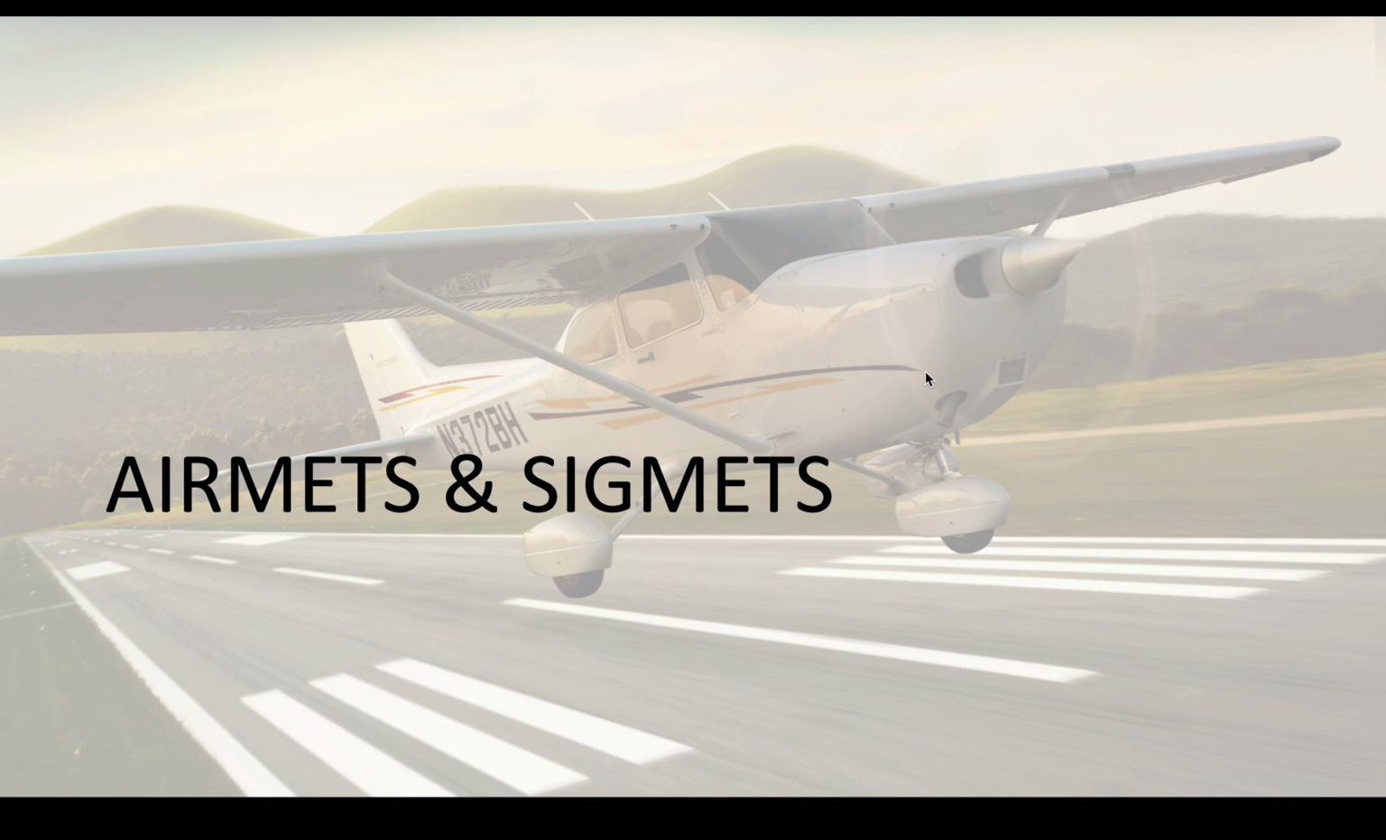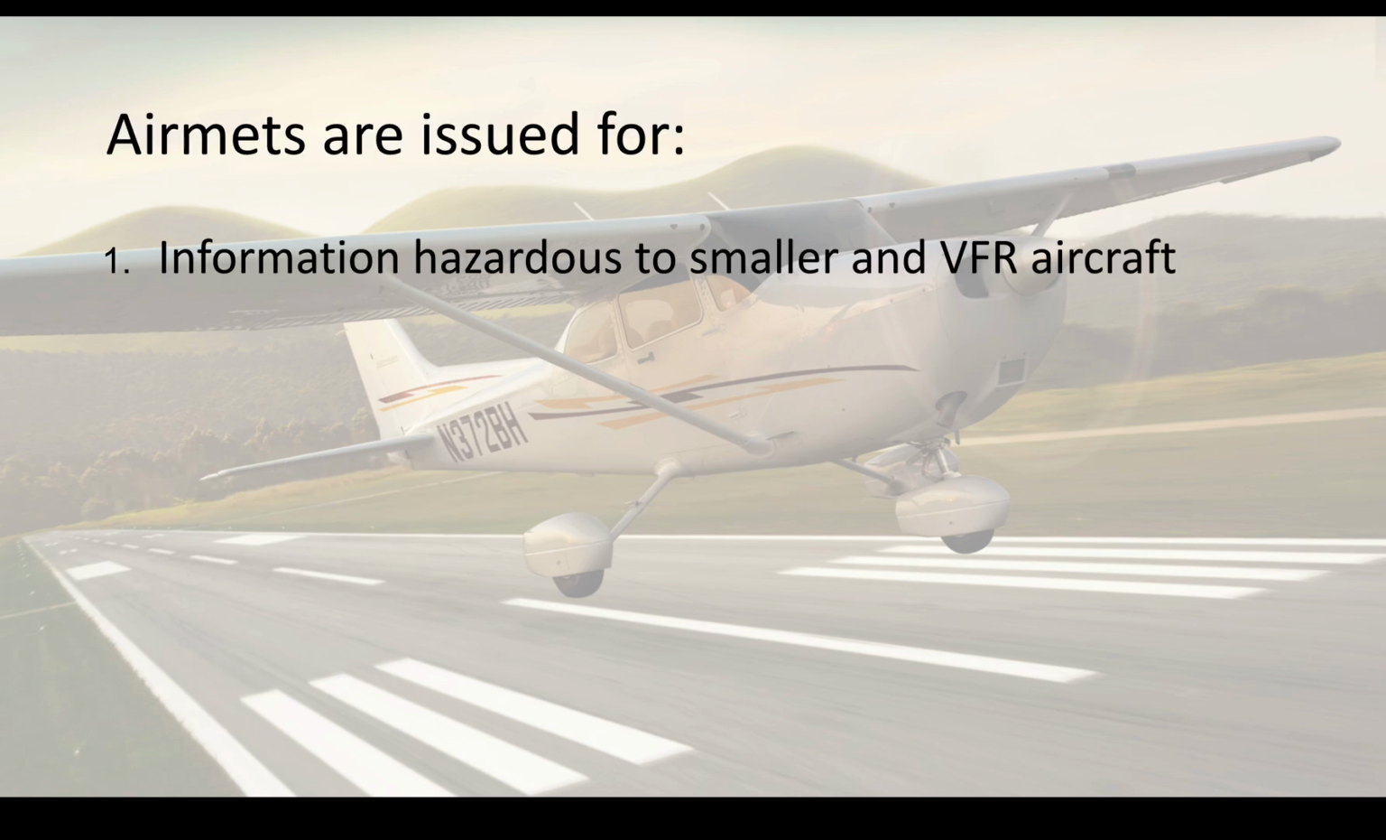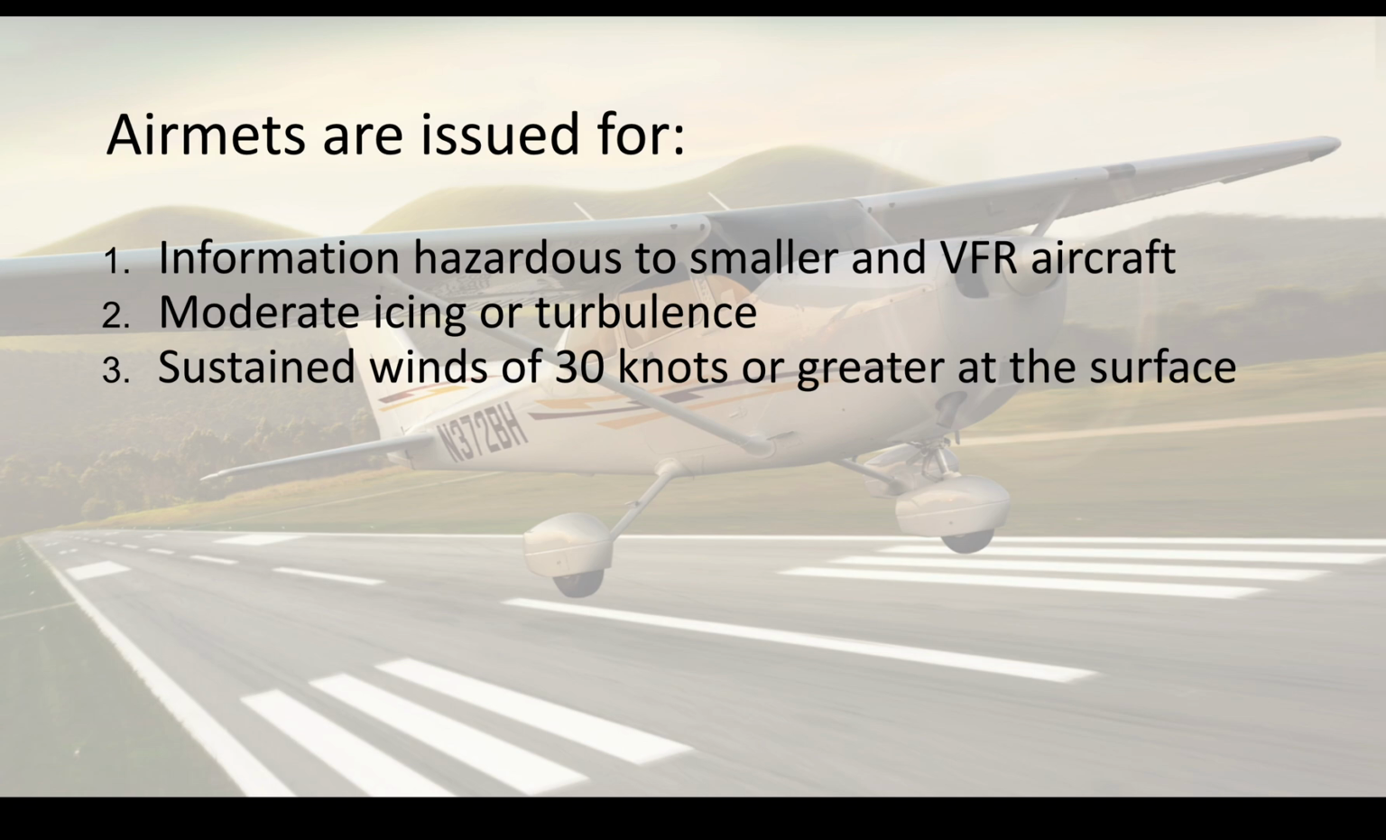All right, AIRMETs and SIGMETs. So AIRMETs are issued for information hazards to smaller and VFR aircraft. So AIRMETs are for smaller aircraft. They're for moderate icing and turbulence, or if the wind is greater than 30 knots. It can be any of these. It doesn't have to be all of these.